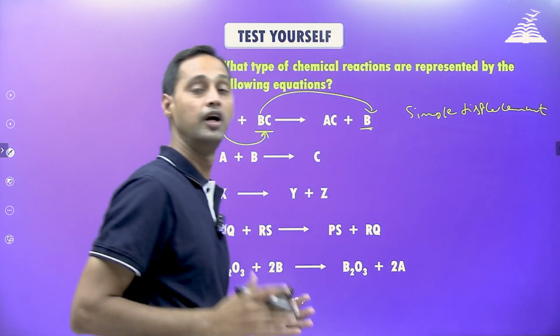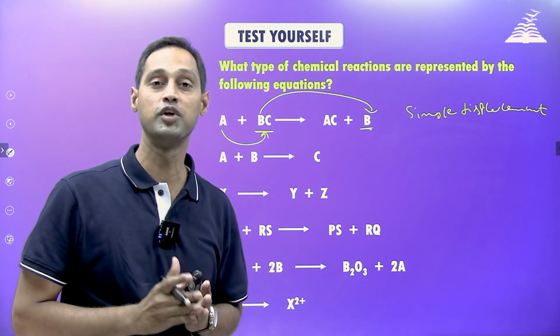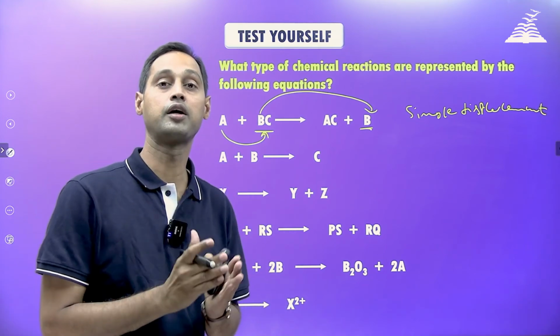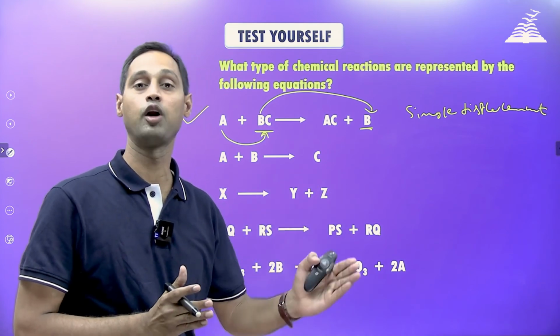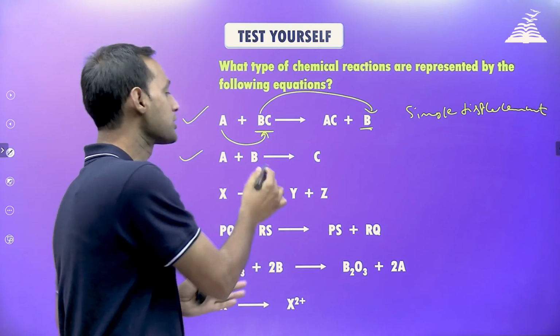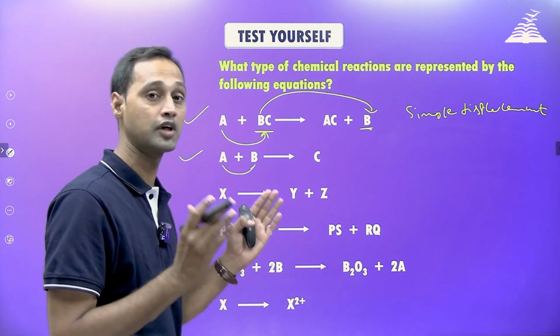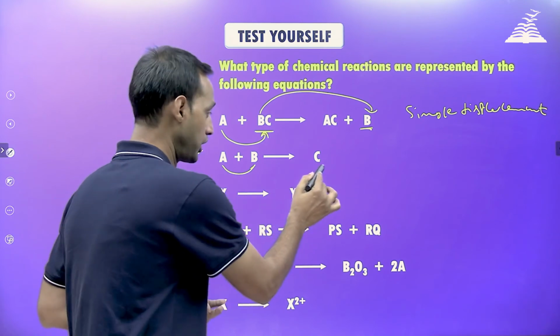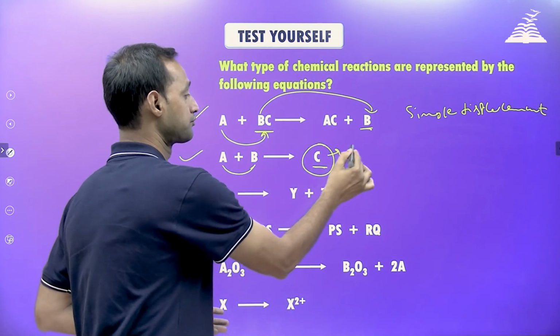What happens in single displacement reactions? We have learnt, right? A highly reactive element displaces a less reactive element. That can be a metal or non-metal. Simple, right? Next one. A plus B gives C. Very simple to understand this one. Two substances combining together to give a new, single substance.